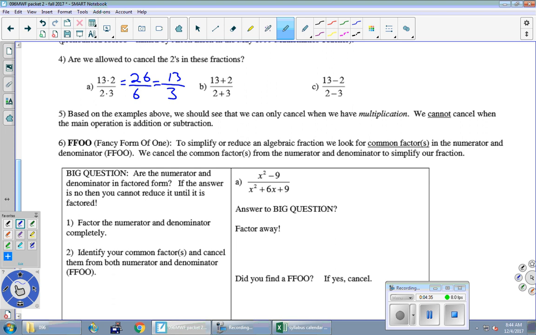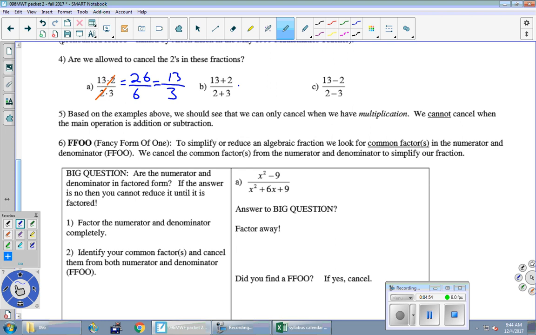Yeah. In fact, that would have saved us some time if we had just said, oh, 2 on the top, 2 on the bottom. They both become just a 1, and you get 13 over 3, which is the right answer. Okay, so apparently we are allowed to cancel when we have multiplication on top and multiplication on the bottom and exactly the same number on top and bottom. All right, that's what we've established.